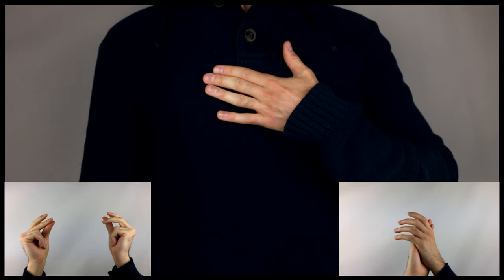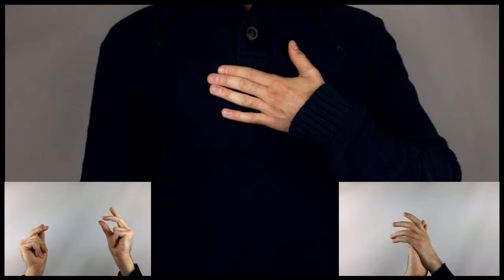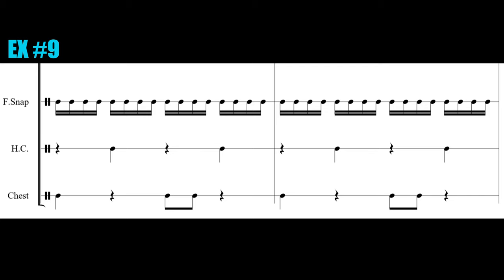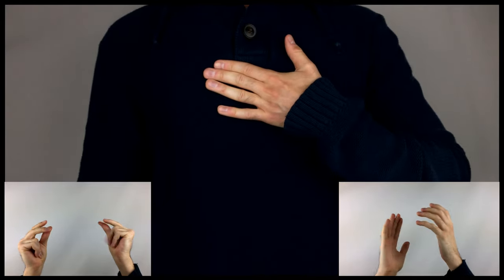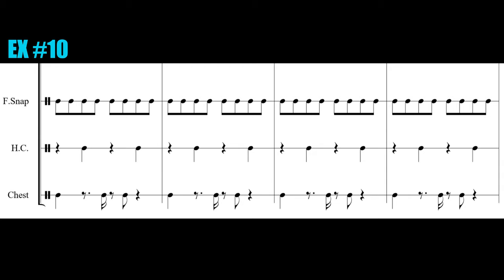All right, so with the chest and the clap staying the same, the snaps are gonna get busy with some 16th notes. Uh-oh, more 16th notes. Try not to start a fire. Okay, now we're entering the danger zone. Chest people are really gonna have to keep strong time with this next one. Snaps, you're back to 8th notes.